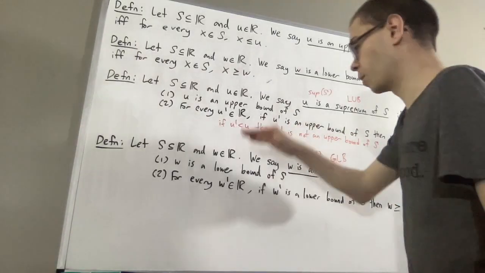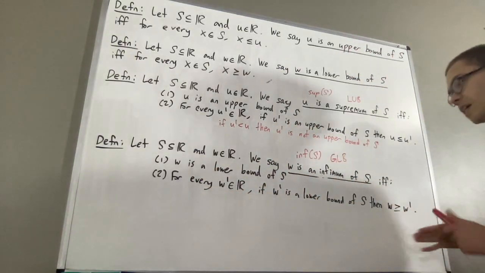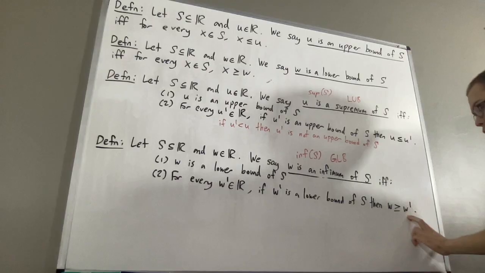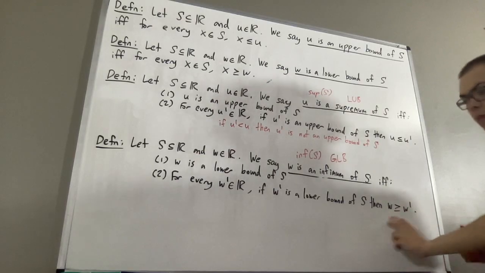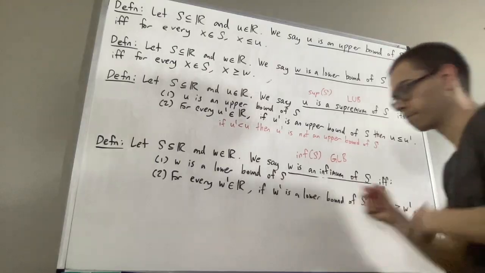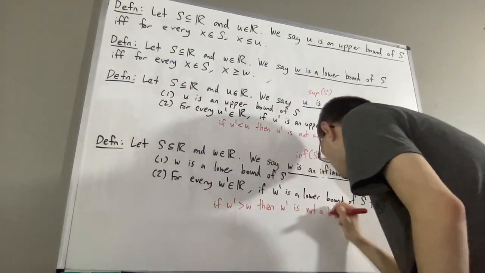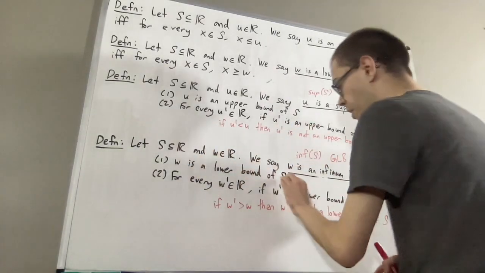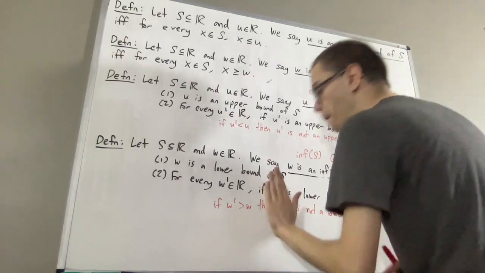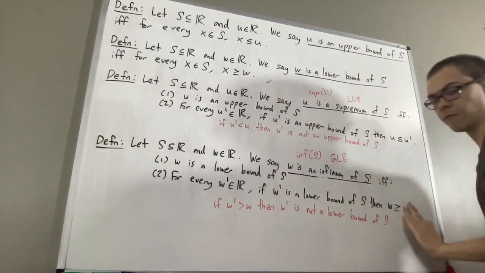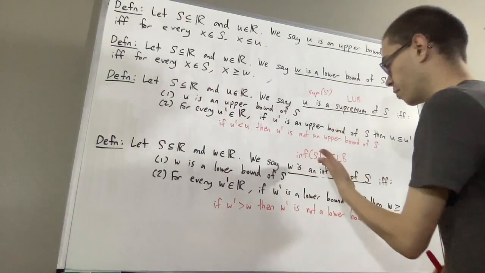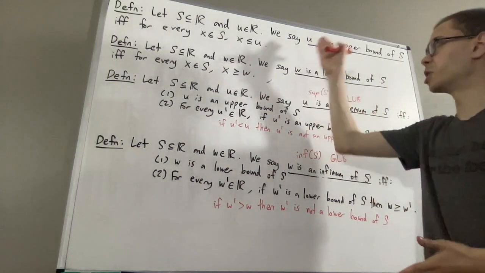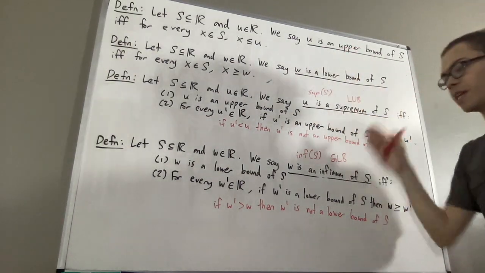Right? We could reformulate the second condition of the infimum of a set in the same way by using the contrapositive of this statement, which would tell us if W prime is greater than W, then W prime is not a lower bound of S. Right? So now the definition reads, W is a lower bound of S, and every real number bigger than W is not a lower bound of S. Right? So it still makes sense. W is the greatest lower bound of S. Right? So this is the definition of upper bound, lower bound, supremum, and infimum.